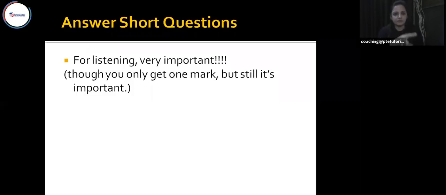One girl gave the exam, and she took so much time in read alouds and in re-tell lectures. She spoke around 35-38 seconds in re-tell lectures. That's why at the end, when she was doing answer short questions, she skipped 5 answer short questions because time was running out, and she was not able to speak them. But still, her score was 90.